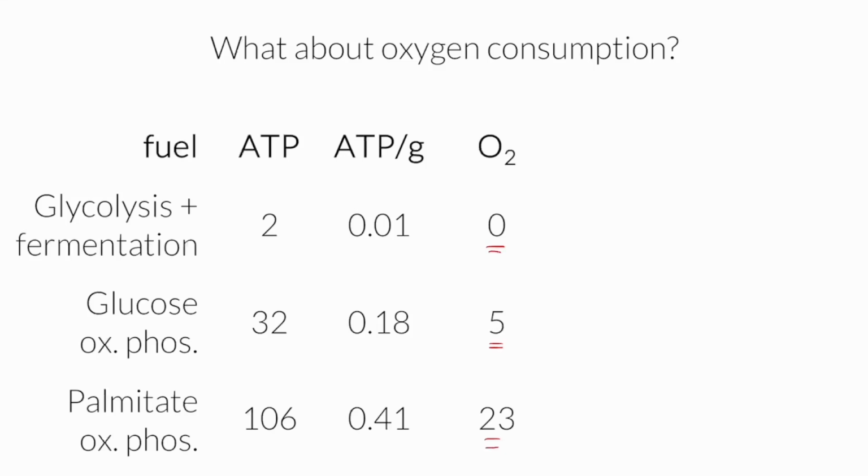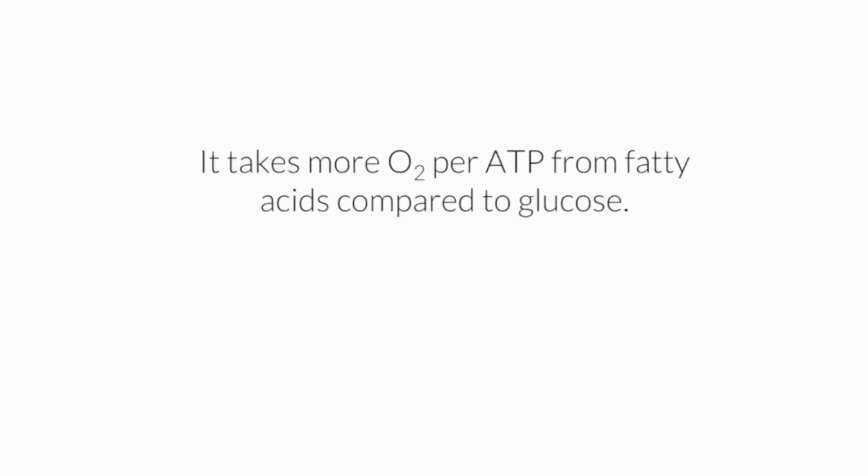If we then ask how many ATPs per oxygen we get, it turns out glycolysis is amazing at this. It doesn't take any oxygen, so you get an infinite amount per oxygen. You don't have to breathe to do glycolysis. You get 6.4 ATPs per oxygen out of glucose, and you only get 4.6 out of palmitate. So even though you're getting more ATP per gram, it takes more oxygen per ATP from fatty acids compared to glucose. You have to breathe more, basically, to break down fatty acids than you do for glucose.